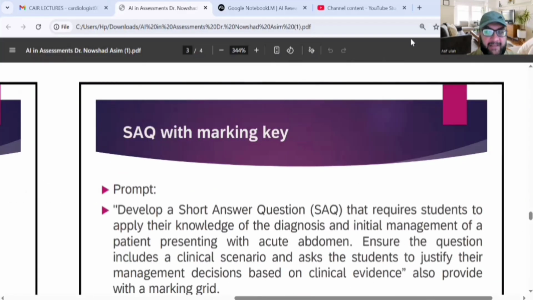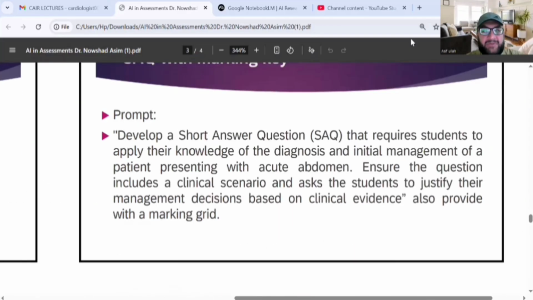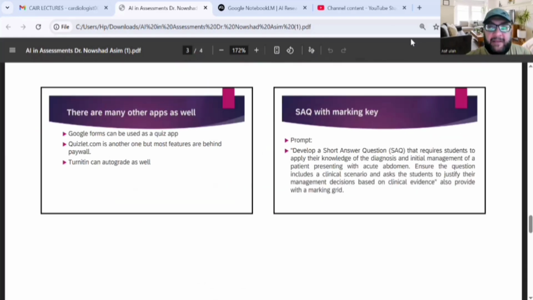Short answer question with marking key prompt: develop a short answer question that requires students to apply knowledge of the diagnosis and initial management of a patient presenting with it. Ensure the question includes the clinical scenario and asks the student to justify their management decision based on clinical evidence. Also provide a marking guide. So this is the prompt for SAQ with marking key. It is the standard prompt.